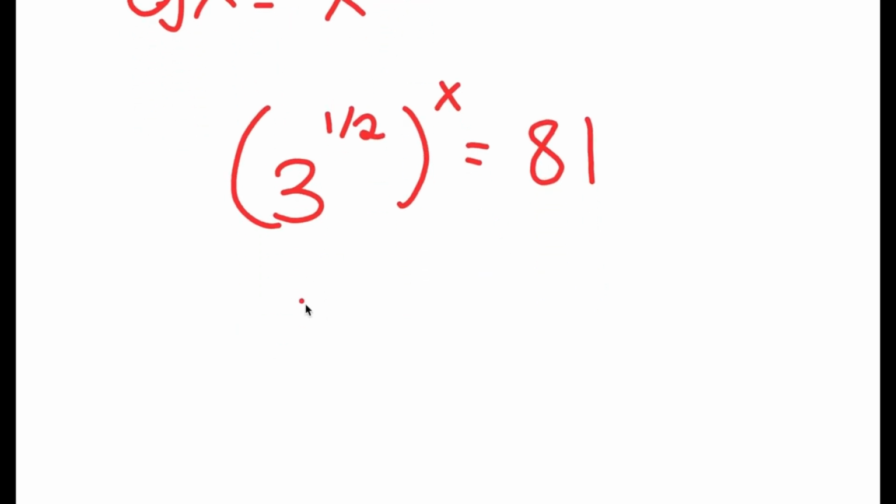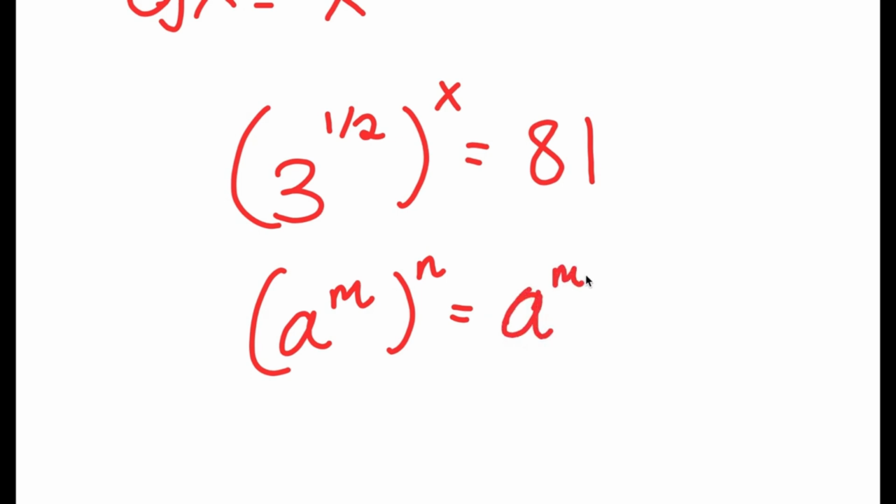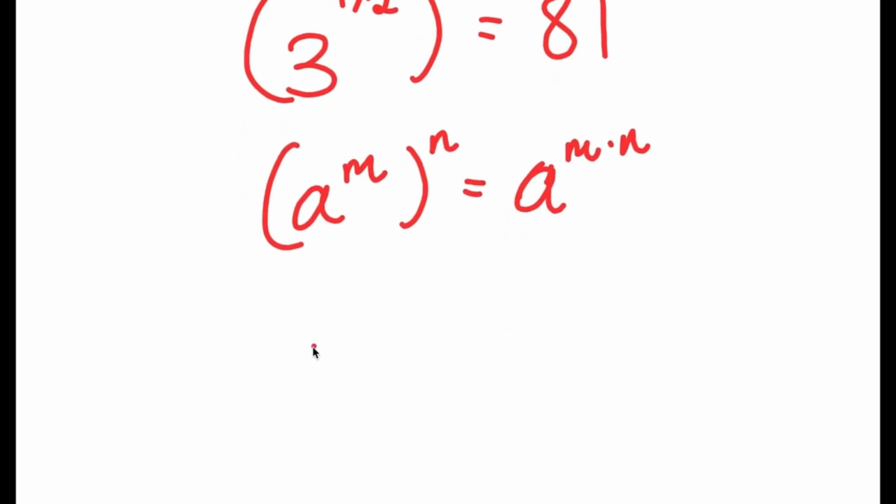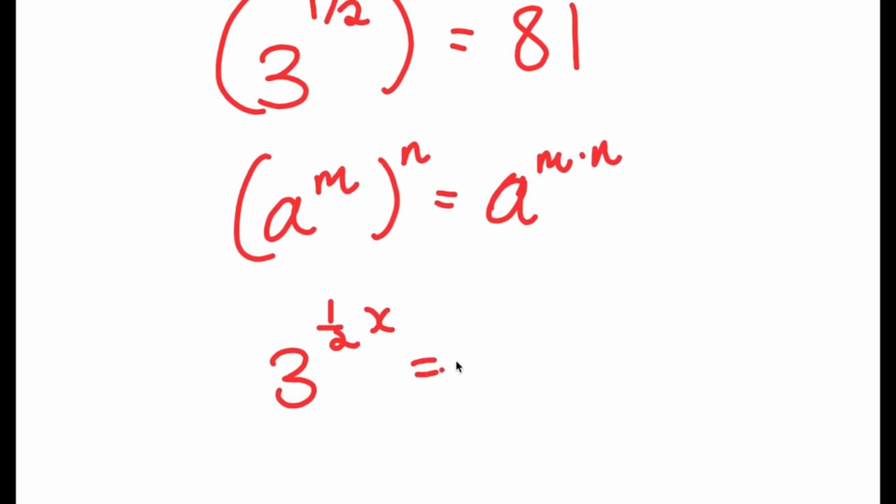Now, if I have something in the form a to the power of m, to the power of n, this is equal to a to the power of m times n. So 3 to the power of 1/2, to the power of x, that's going to equal 3 to the power of 1/2 times x, which is simply 1/2 x. And this is equal to 81.